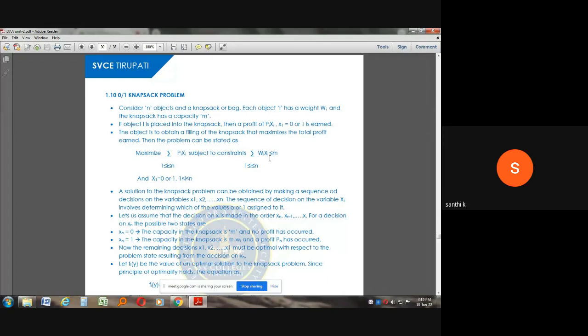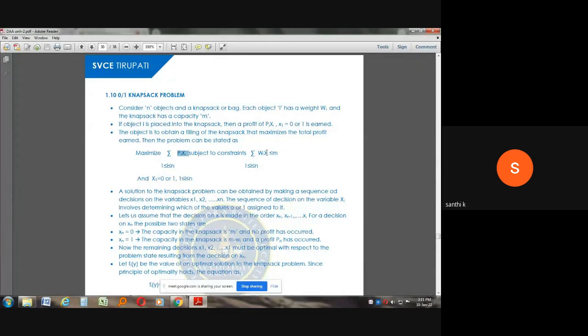We will be given n objects and a knapsack with capacity m, and for each object i we will be given a weight wi and a profit pi. We have to place those objects in the knapsack such that we get the maximum profit, that is, the summation of pi into xi should be maximum, subject to the constraint that the sum of wi into xi should be less than or equal to m.